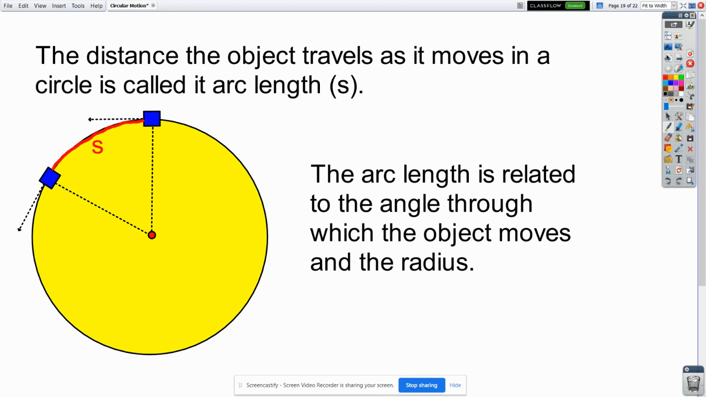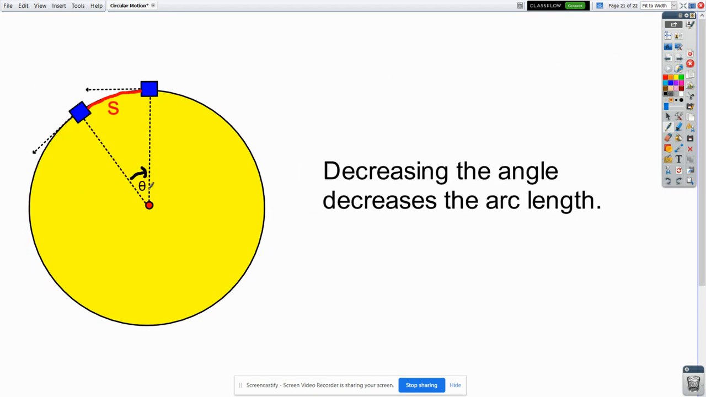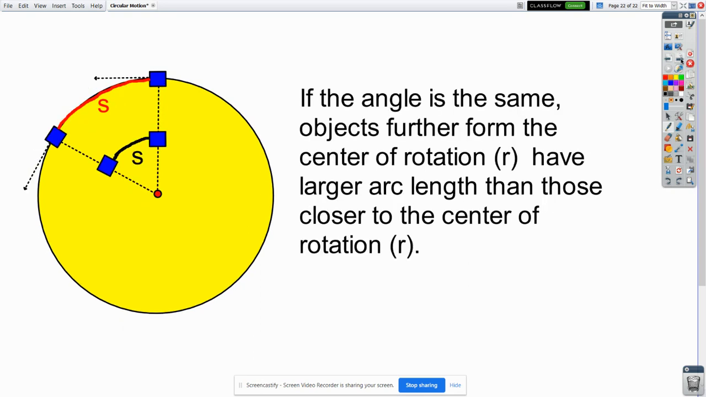Here's what the original looked like. I took this and moved it clockwise to give myself a smaller angle. That smaller angle did result in a smaller arc length. So the larger the angle that you sweep through, the larger the arc length is going to be. The smaller the angle that you sweep through, the smaller the arc length is going to be. But it is also based on radius. It is also dependent on radius.